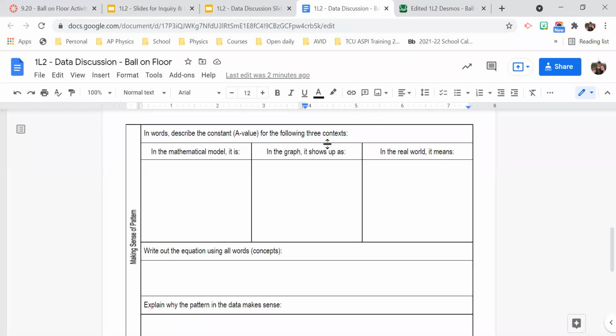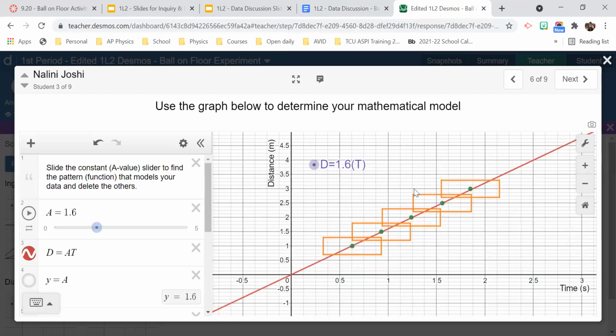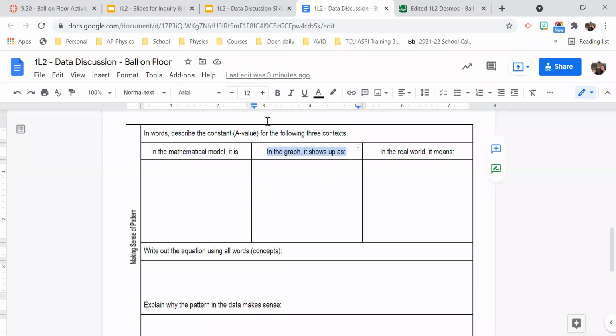All right, let us continue. In the graph, it shows up as what? So how do we see this A value represented in the graph? You may say, oh, this sounds very familiar to what I had before, and it could. It could be something different. So again, if you want me to verify what you put down here, I'm happy to help you out. I want to know, how does your A value show up in the graph?